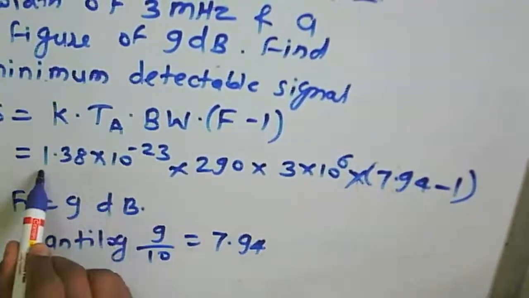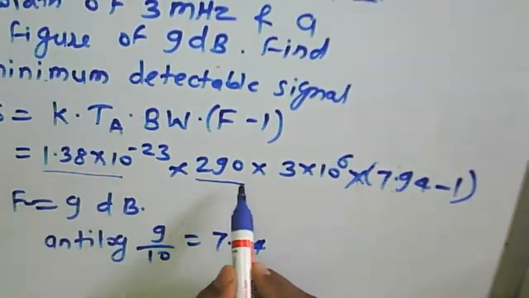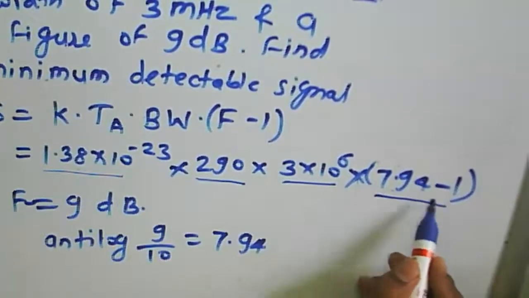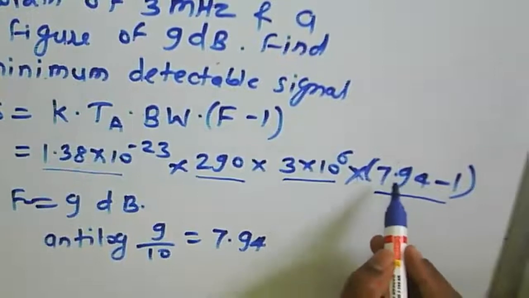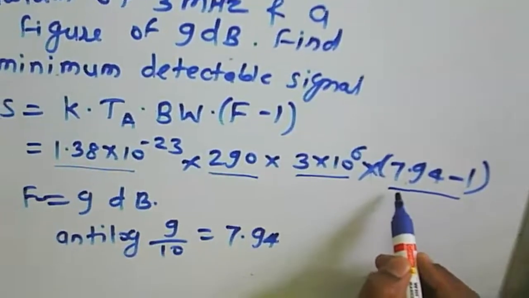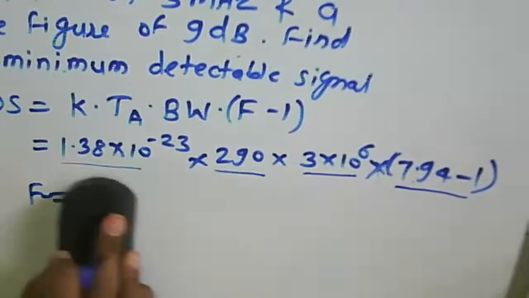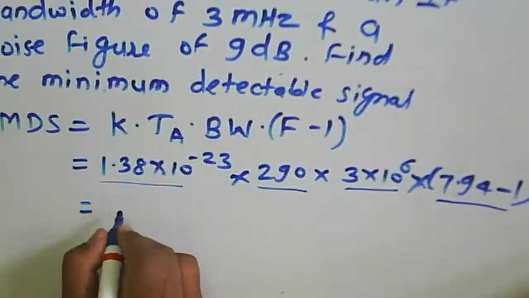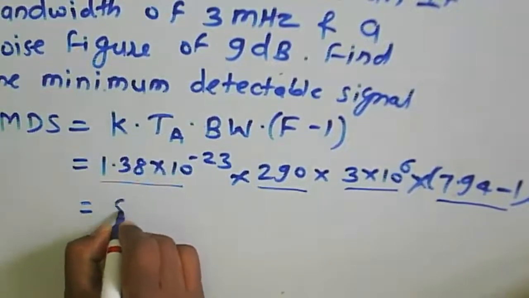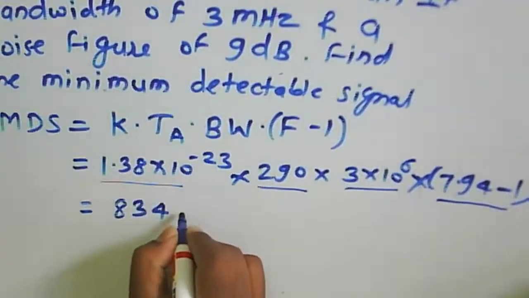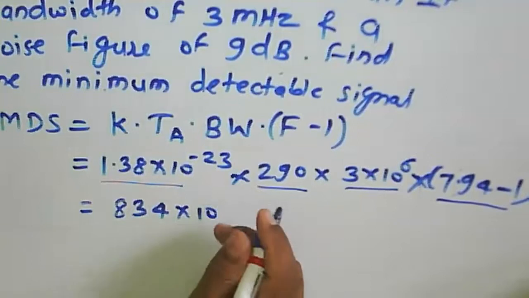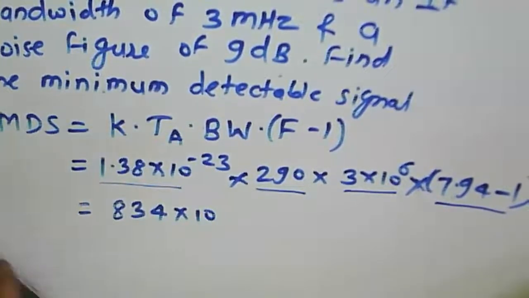Okay, so we can say that this is about 290 Kelvin, this is your frequency, that's the bandwidth here, and this is about 7.94, the noise figure converted into a number. From this, if you solve it, we'll get the minimum detectable signal, which is about 8.34 times 10 to the power minus 12.